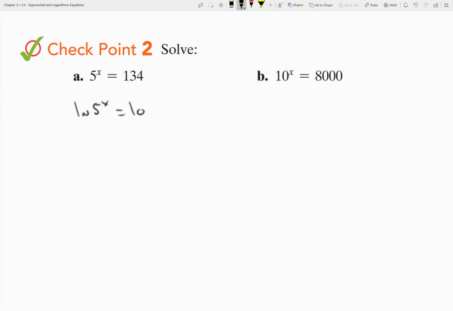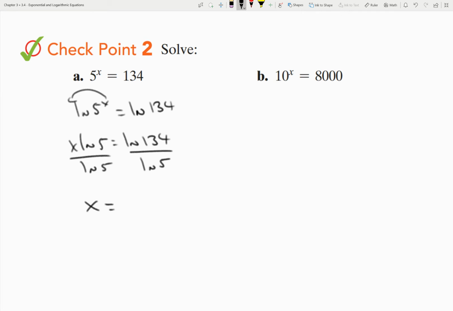natural log of both sides. The x goes to the front, 134, divide out the natural log of 5. Okay, so x is equal to the natural log of 134 over the natural log of 5. That is my exact answer in terms of a logarithm. My decimal answer is going to be 3 point, makes sense, 0432.